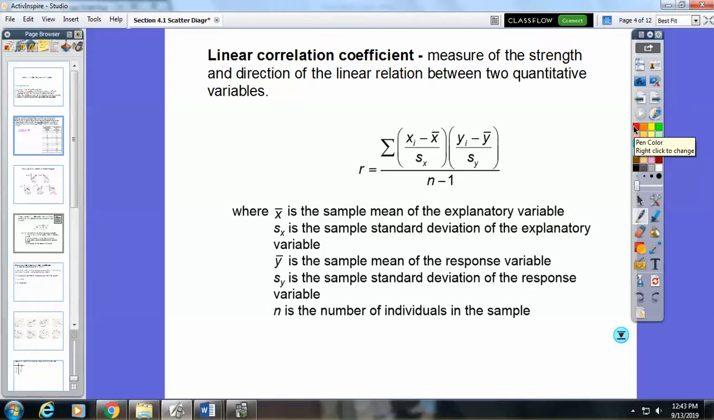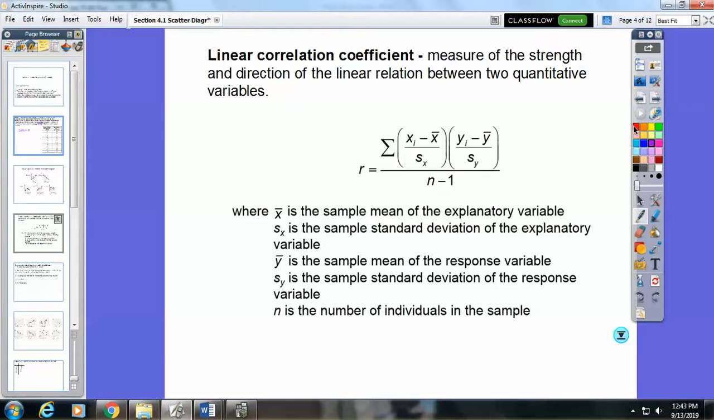Okay. Now, we are going to talk about the linear correlation coefficient. This is R. If you look at your lovely formula sheet, we are now in chapter 4. This is section 4.1. So the very first thing in chapter 4 is the correlation coefficient. And you have this beautiful formula there for you.